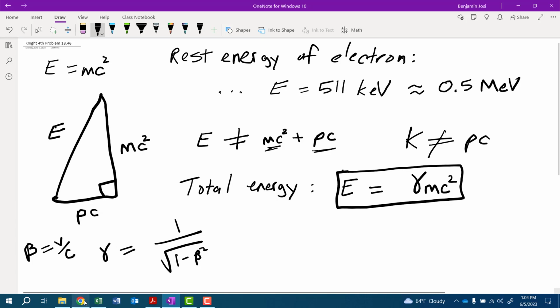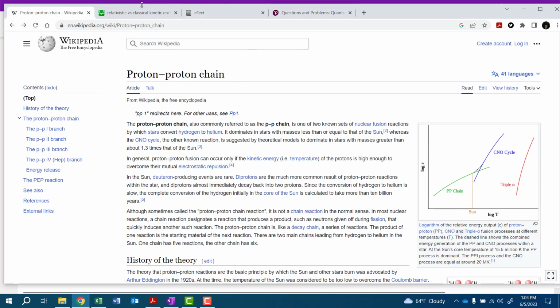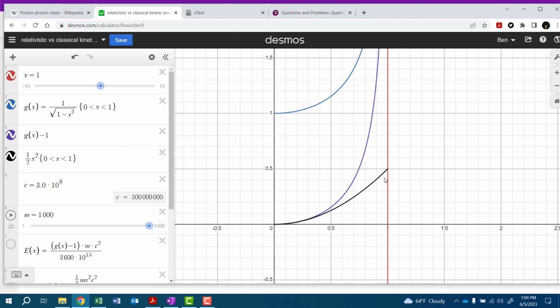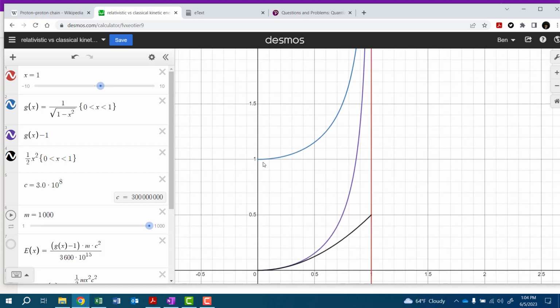Let's take a look at a Desmos graph here. Now I can't use the variable v for plotting, at least I don't know how to, so this variable x here is actually beta. X in my graph represents beta. And this blue curve up here is gamma. So I've defined gamma of x. Think of this x really as beta. It's 1 over the square root of 1 minus beta squared.